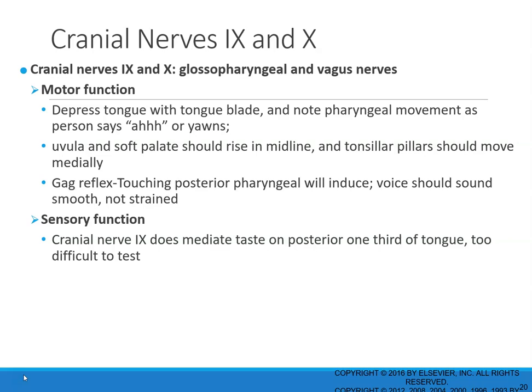When you touch the posterior pharyngeal wall with a cotton applicator stick, you want to note the presence of sensation. You want to prevent them from gagging, if at all possible, and you want to note what the voice sounds like, if it's smooth or if it's strained.